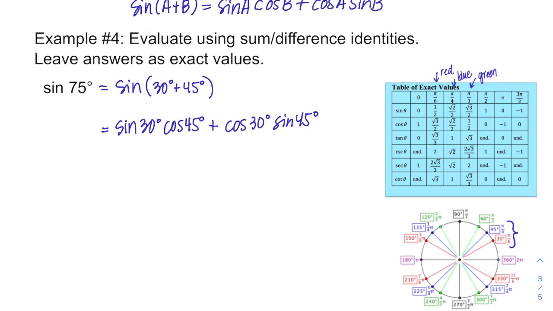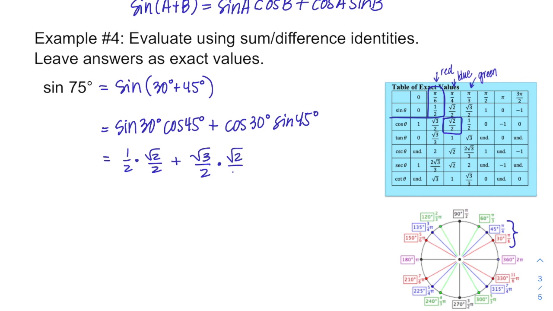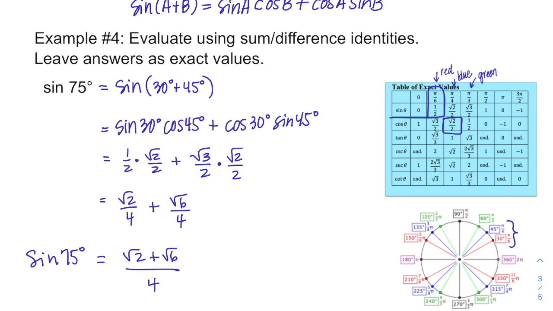Now I'm going to go over here to my blue box. The sine of 30 is 1/2. The cosine of 45 is radical 2 over 2. The cosine of 30 is radical 3 over 2. And the sine of 45 is radical 2 over 2. So that gives me radical 2 over 4 plus radical 6 over 4, which means the sine of 75 degrees is radical 2 plus radical 6 over 4.